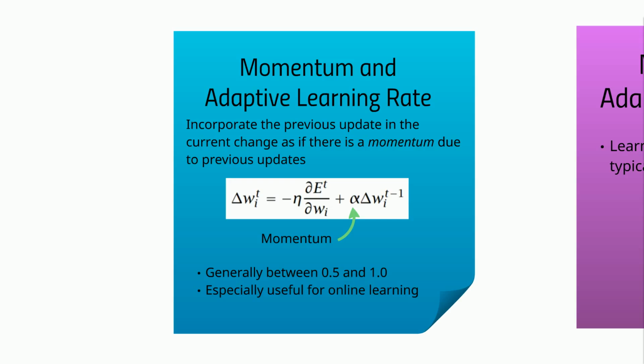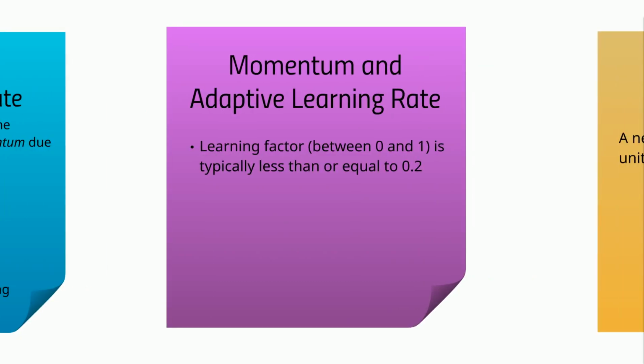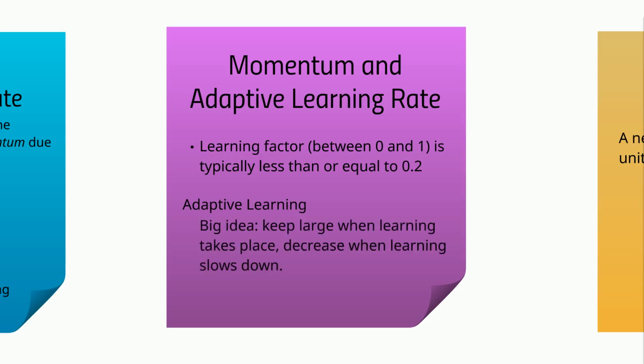The next way that we do that is the adaptive learning rate side of this. In gradient descent, the learning factor determines the magnitude of change to be made in the parameter. It is generally taken to be between 0 and 1, mostly less than or equal to 0.2. It can be made adaptive for faster convergence, where it is kept large when learning takes place and is decreased when learning slows down. Thus, we increase the learning rate by a constant amount if the error on the training set decreases, and decrease it geometrically if it increases.